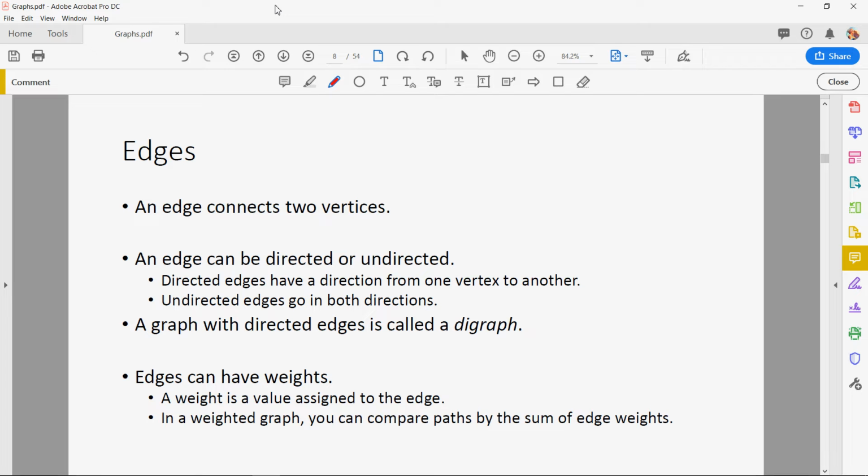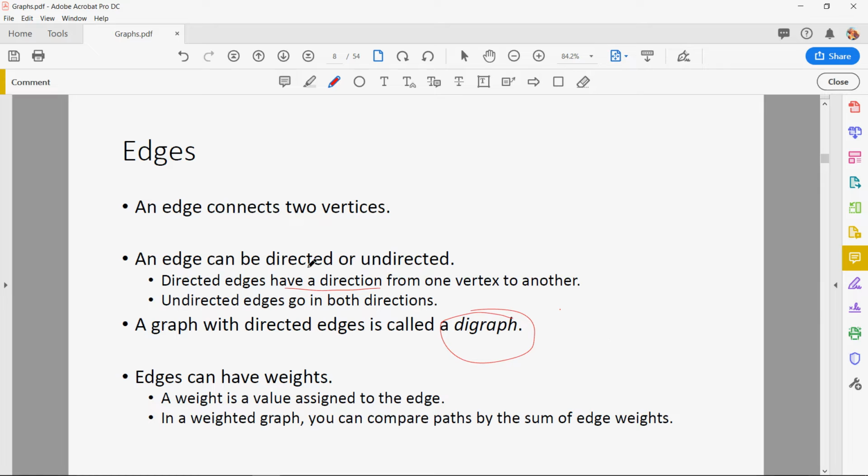Edges, again, connect two vertices. Now, the examples we just looked at are examples of undirected edges. So an edge can be directed or undirected. Directed edges have, not surprisingly, a direction from one vertex to another. Undirected edges essentially go in both directions. So you can think about them as having no direction or as really going in both directions. If you have a graph with directed edges, the other term you'll hear for that is a digraph, a directed graph.